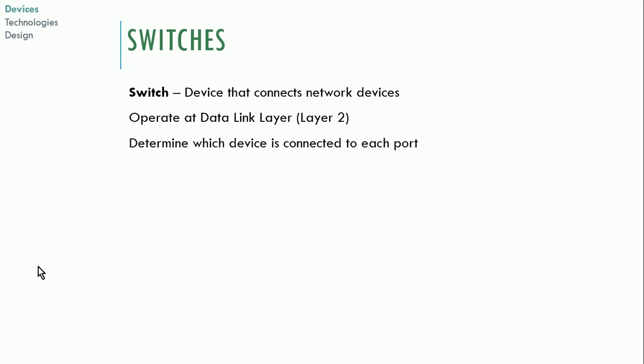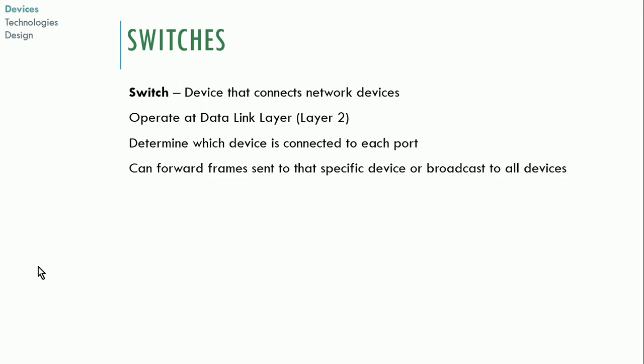So it can determine which device is connected to each port. It uses a MAC address, for example, to do that, and it can forward the frames that are sent to that device rather than broadcasting to all devices like a hub does. And as I said, it uses the MAC address to identify all the devices connected to the switch. So a switch is MAC aware, where a hub is not MAC aware.